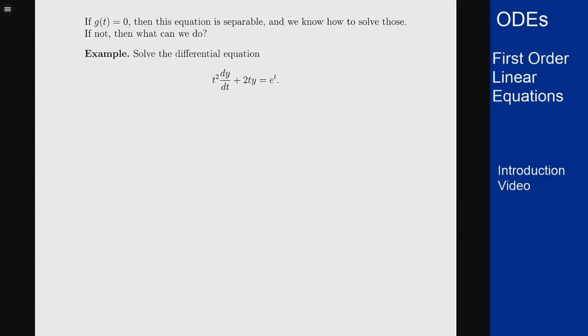Now, if the equation is homogeneous, if the right-hand side is 0, then it's separable. I move the p of t times y to the other side, divide by y, get 1 over y dy dt equals negative p of t, and then we can solve it as a separable equation. If not, what else can we do?